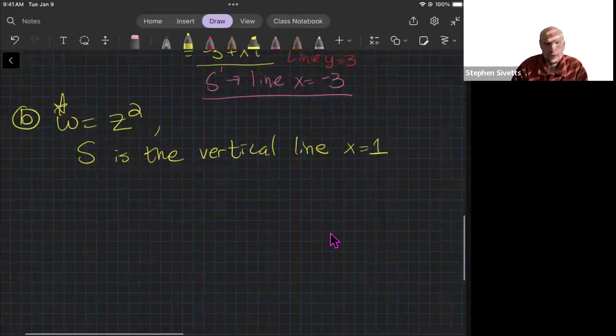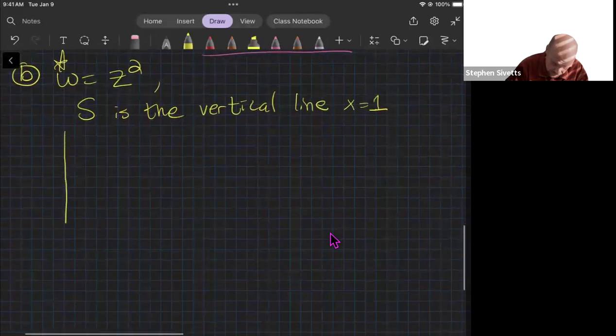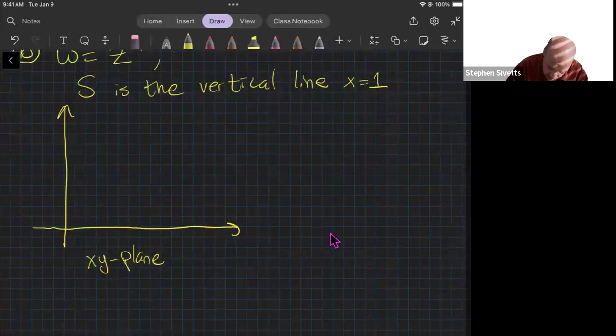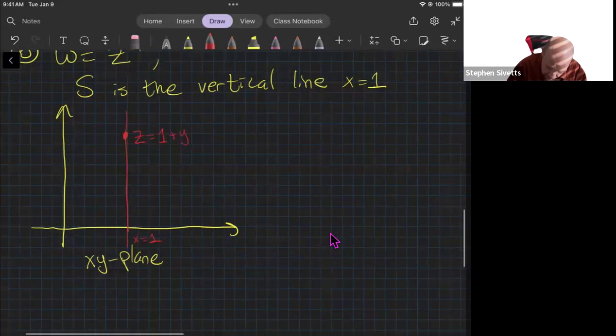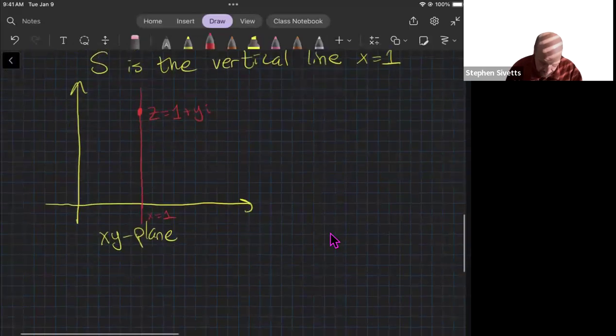Okay, so I'm assuming that you worked on this for a bit. So let's actually look at what the image would look like in this case. Let's draw out the xy plane. The set S will be a vertical line x equals 1, right? And points on this line, if I just pick a random point, will be 1 plus y times i. y is varied, okay? So the x coordinate is always 1.